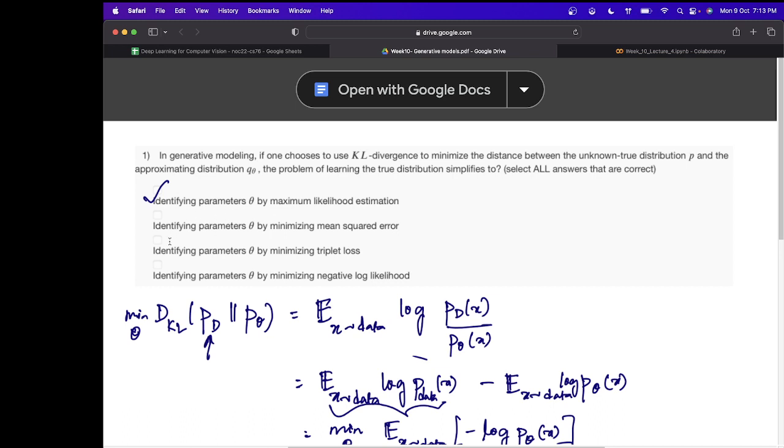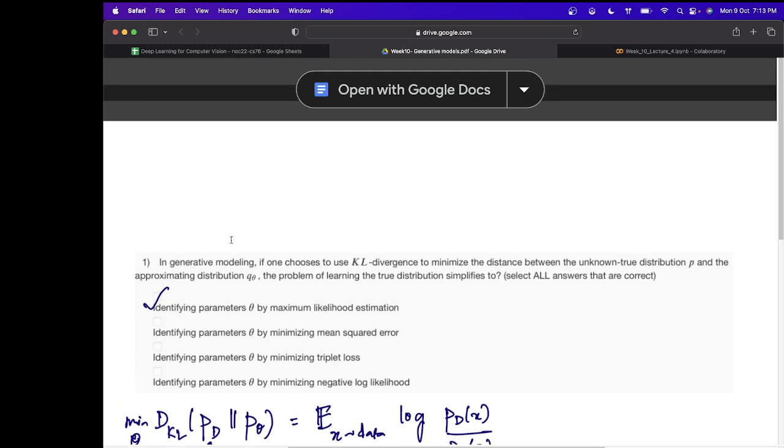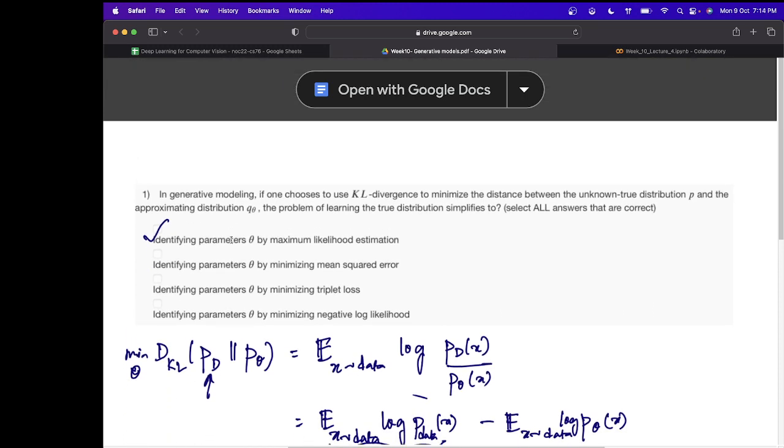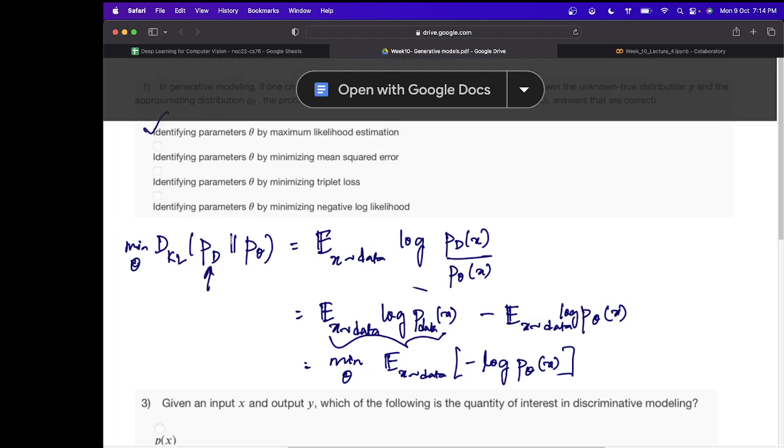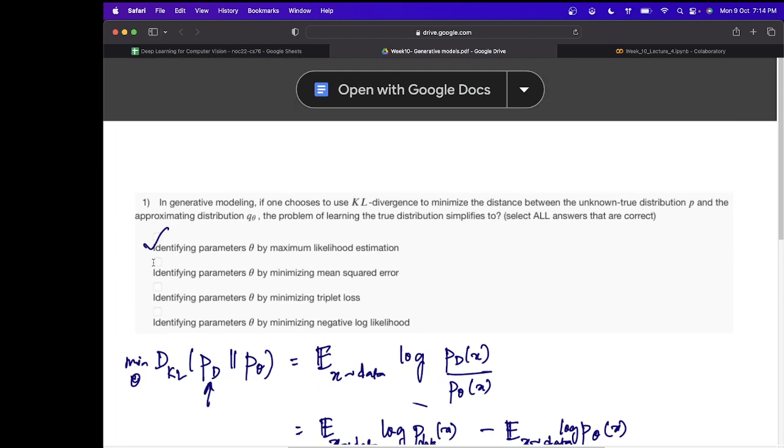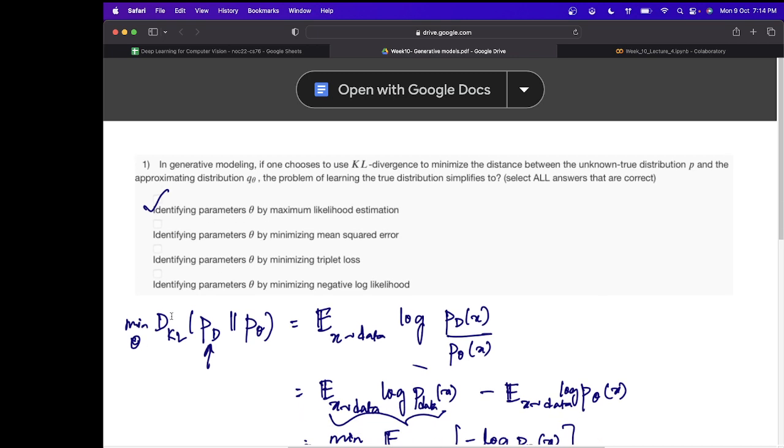So all of these are the options that you have. The answer is marked here. I just wanted to go through the solution once so that you know how to find these solutions. So what have they asked? You start with that. They are saying in generative modeling, if one chooses KL divergence to minimize the distance between the P and the Q of theta, then why not just write down the formula of this KL divergence?